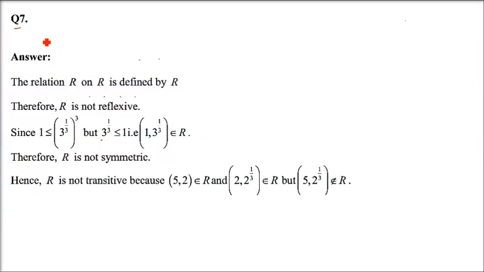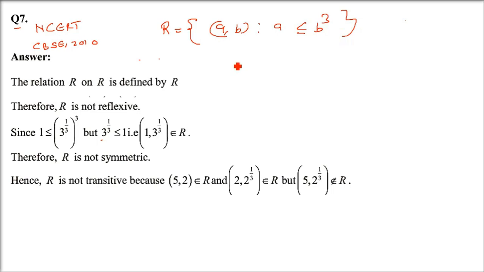Question number 7 here. Now the important thing is, this is an NCERT question, and along with this it is a CBSE 2010 question. This has come also, so it's an important question. We have to check whether the relation R on R, where R is the set of real numbers, defined by R equals {(a, b): a is less than or equal to b cube}, is reflexive, symmetric or transitive.